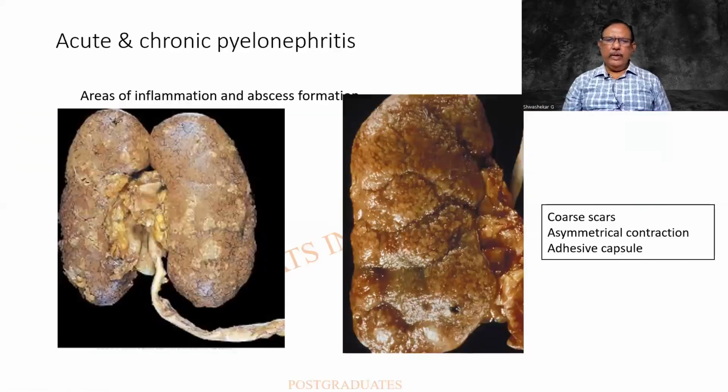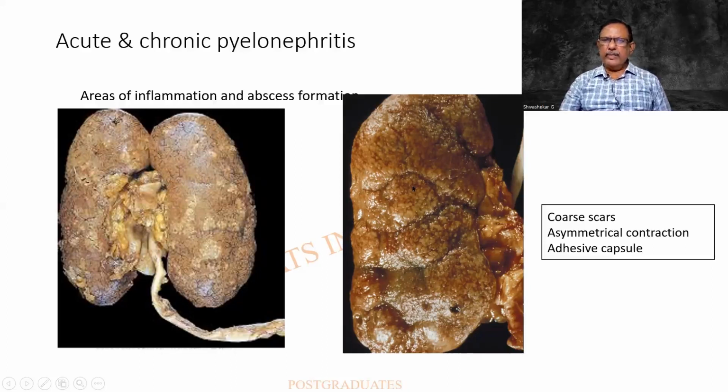Acute and chronic pyelonephritis. Acute pyelonephritis, in the sense, there will be areas of inflammation, there can be abscess formation which is seen. I would like you to kindly differentiate it from the multiple petechial hemorrhages we have seen in a case of a flea-bitten kidney. In this case, it is more of an inflammation and an abscess, particularly in any case of acute inflammation.